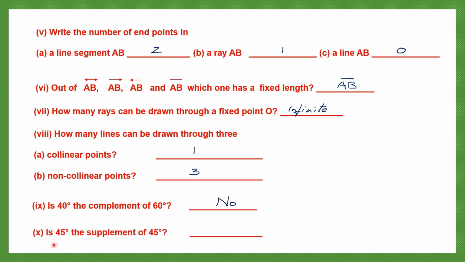Next question, is 45 degrees the supplement of 45 degrees? So supplement means two angles must add up to 180 degrees. Now 45 plus 45 will add up to only 90 degrees. It's not adding up to 180 degrees. So 45 degrees is not the supplement of this 45 degrees. So the answer here also is no.